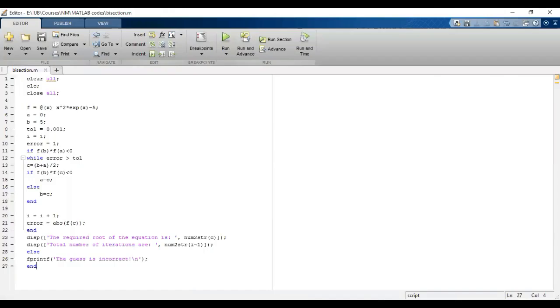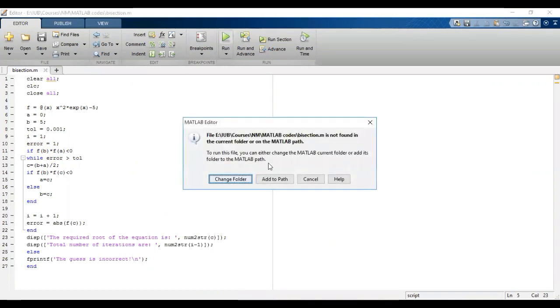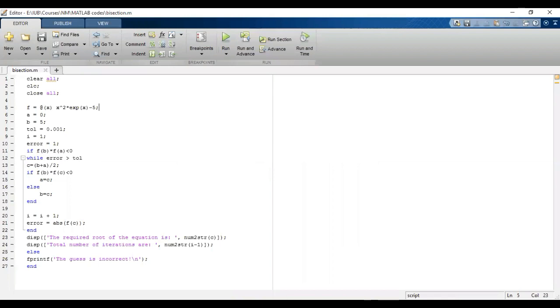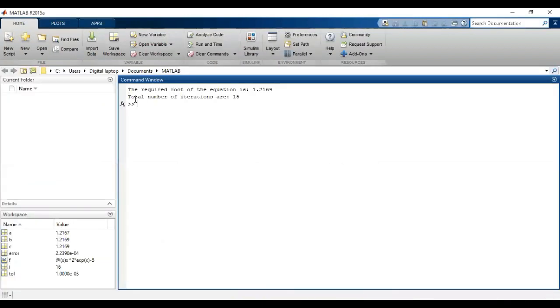So let's run this code. So you can see the code is written over here, and initially I have such a function x square exponent x minus 5, and I am going to find out the root of this equation. So let's run this simulation and click on add to path. So here you can see that the solution has been converged and the total number of iterations are 15 in which the solution is obtained, and the required root of the equation is 1.2169.